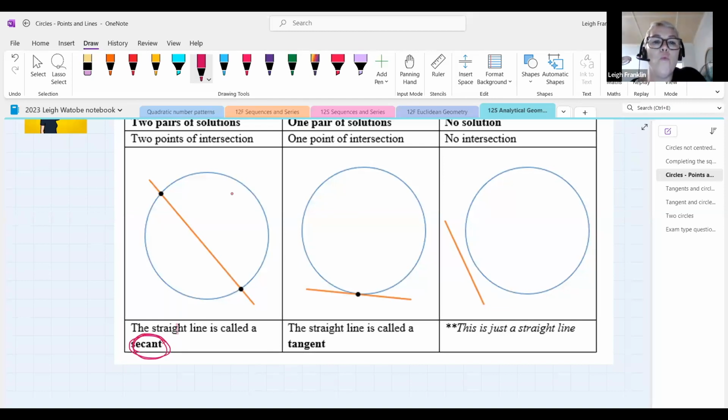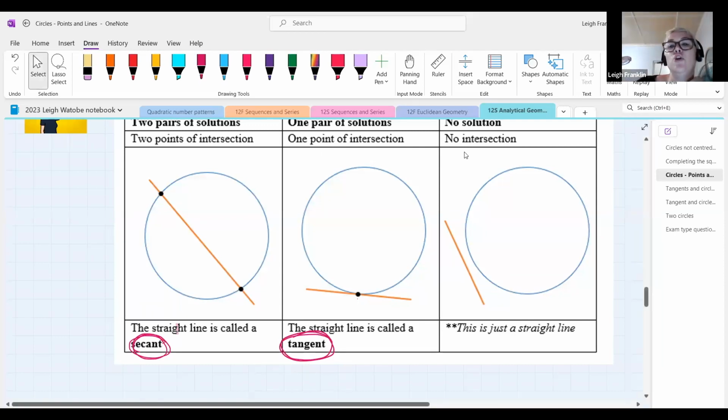If you end up with 1 solution, it means there is 1 point of intersection, and here your straight line is referred to as a tangent. Now that's a word that a lot of us have heard before, because we've spoken about tangents in Euclidean geometry. In grade 11, we've spoken about tangents to functions when we do functions, etc. Or you could end up with no real solution. And that means that there is no point of intersection between the straight line and the circle.